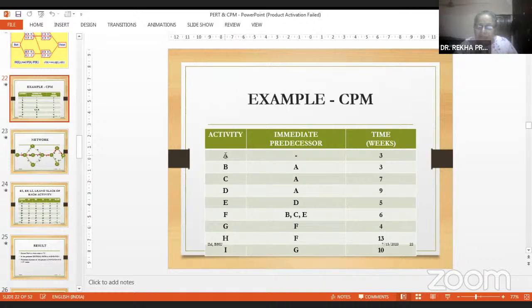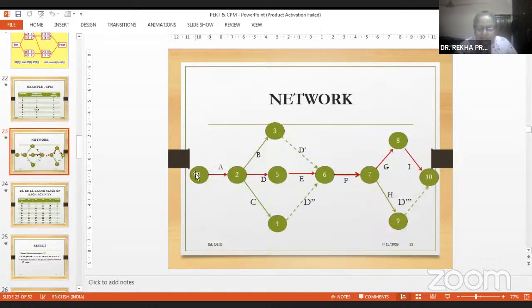Now, from here we can make out A is the first activity. So A has no predecessor. That is, it is starting from activity A. Then B and C and D, all these have A as the predecessor. So that is why you can see A is the first activity, 1, 2. This is activity on arc. 2 nodes and 1 arrow is showing you the activity.